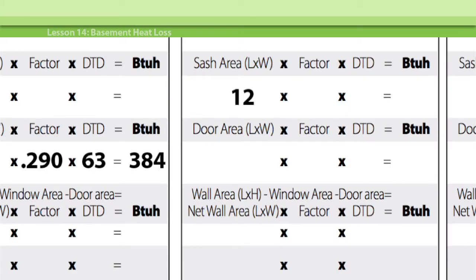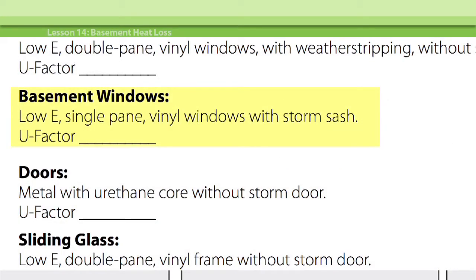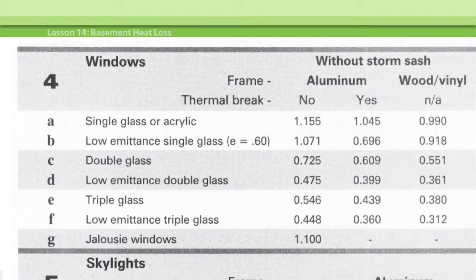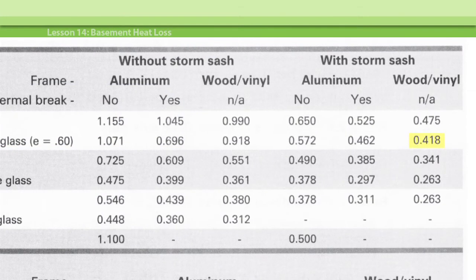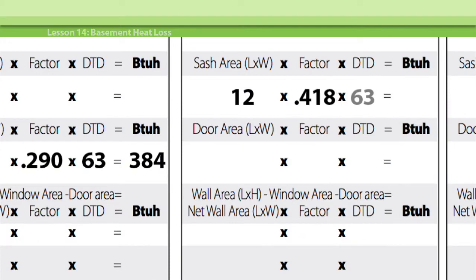We also see that the basement windows are a little bit different from what we had upstairs. These are single pane low E windows with a storm sash. We looked that up on table 3, section 4 for windows, and we see that under line B, the U value for this type of window is 0.418. We multiply that out, and we'll have a window heat loss for the basement of 316 BTUs per hour.